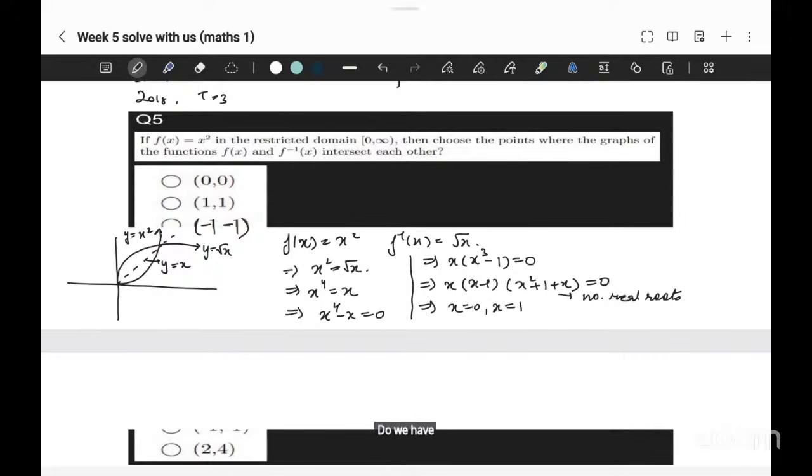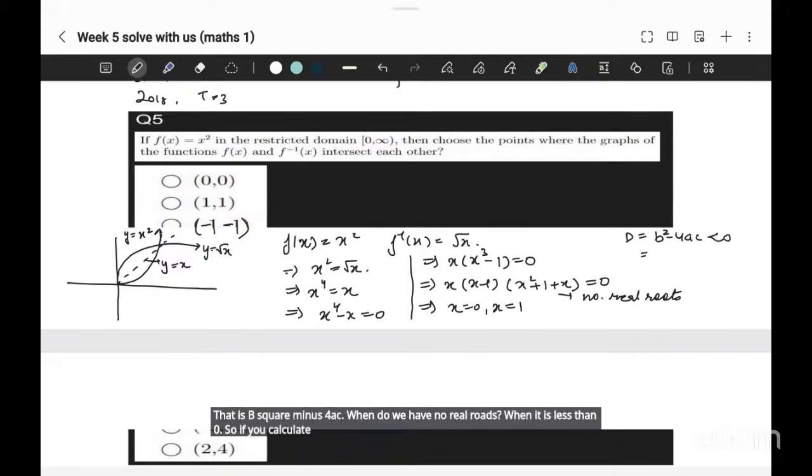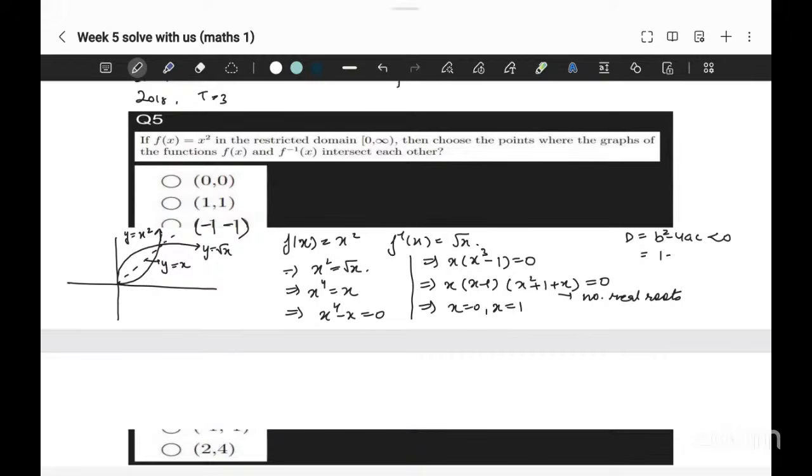Because if you see, what is my D? That is b square minus 4ac. When do we have no real roots? When it is less than 0. So if you calculate this value, this is coming out to be 1 minus 4, which is less than 0.